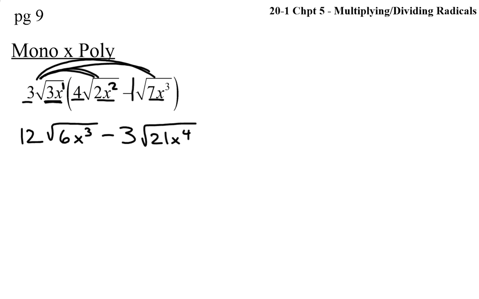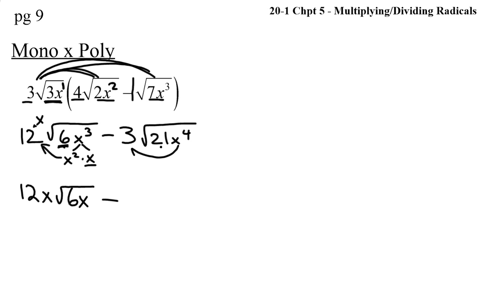Simplifying this radicand, the 6, nothing I can do to root anything out, but my x cubed could be an x squared times x. So the x squared will root out to become an x. So we're left with 12x root, and we still have the 6x in there. Subtract 21x to the 4. 21, can't split that into any factors that are rootable, so we're going to leave that.